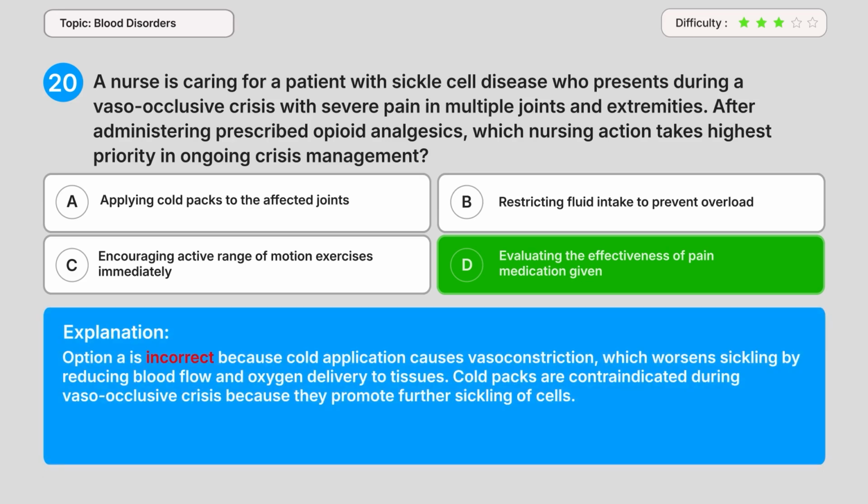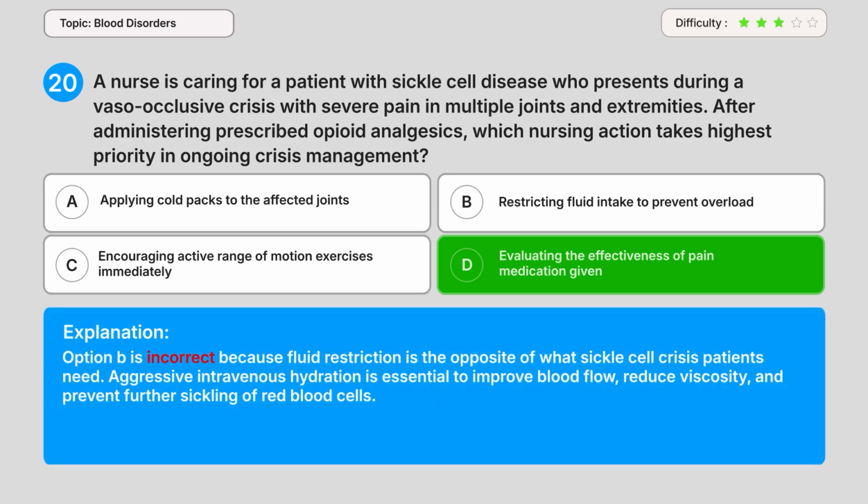Option A is incorrect because cold application causes vasoconstriction, which worsens sickling by reducing blood flow and oxygen delivery to tissues. Cold packs are contraindicated during vaso-occlusive crisis because they promote further sickling of cells.